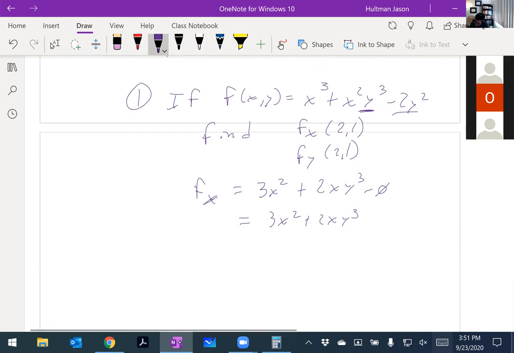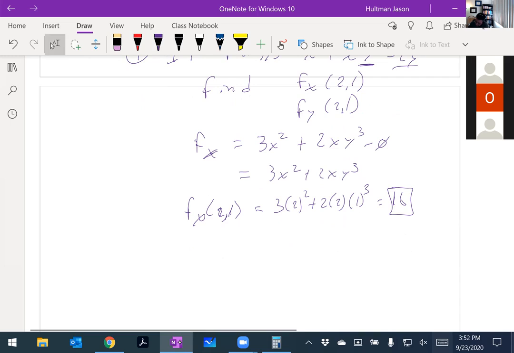Well, if I plug in f sub x of 2, 1, then this becomes 3 times 2 squared plus 2 times 2 times 1 cubed. So this is going to get what? 12 plus 4, which is 16. So that's 16. Okay, what about f sub y?